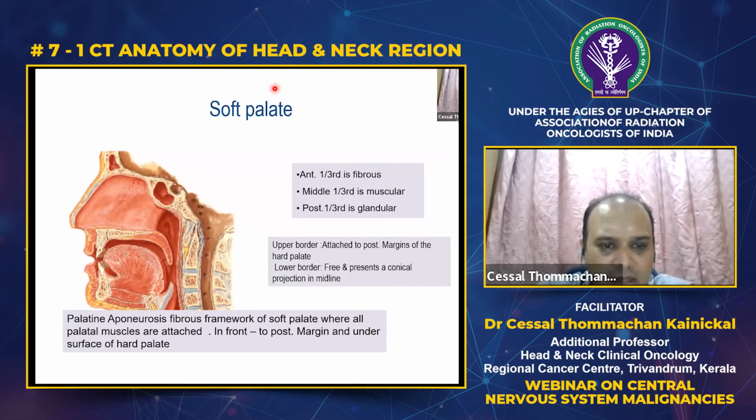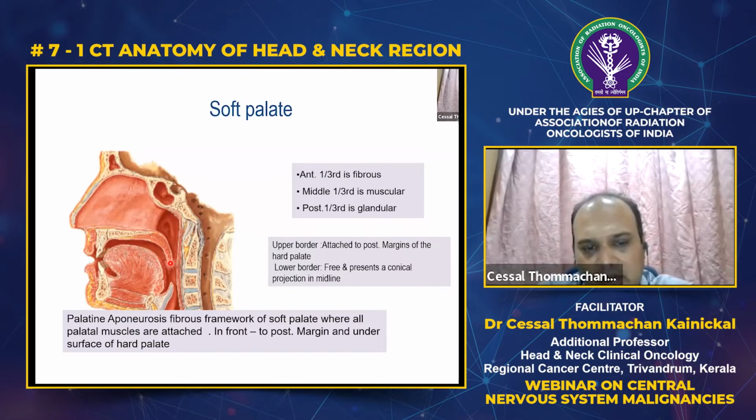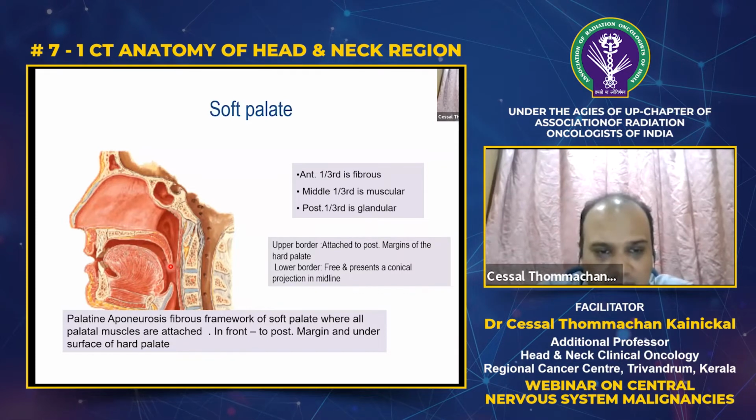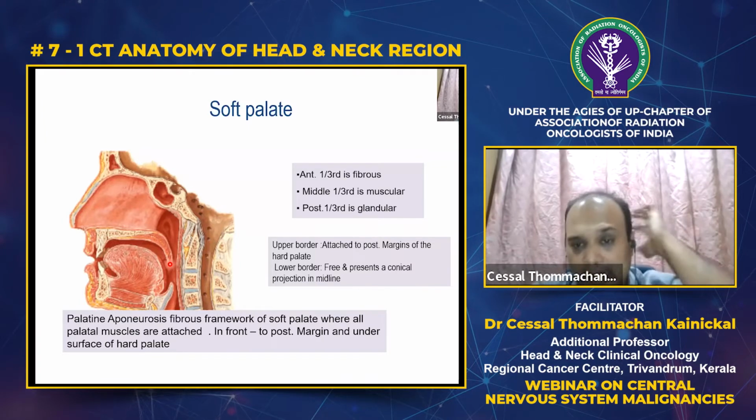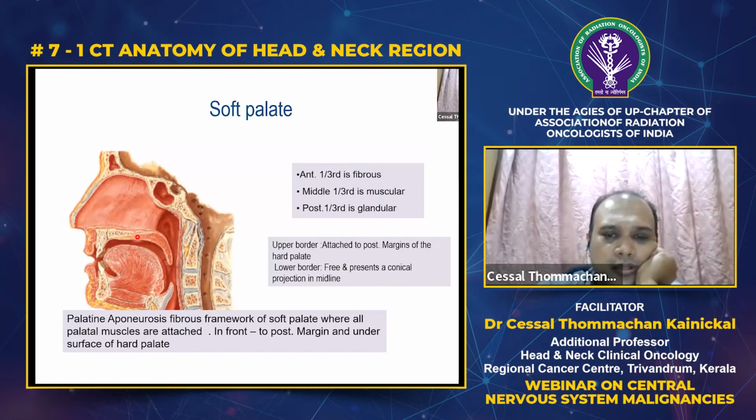And the posterior one third of the soft palate is glandular. So minor salivary gland tumors arise from the posterior one third, that is the uvula. This surface is mainly gland. Okay, the upper border is inserted in the posterior margin of the undersurface of the hard palate.